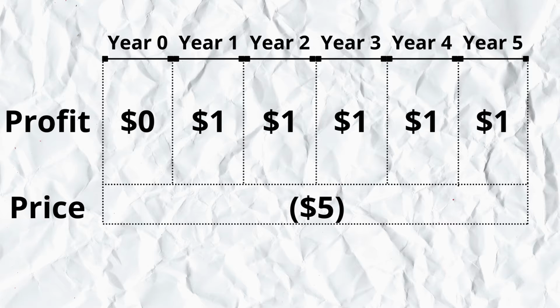Suppose there's a business that can generate $1 of profit every year from year 1 to year 5. And you're given the choice to buy this business at $5 today. You're now paying $5 today to acquire a cash generating asset that generates a total of $5 of profit for you in the future. Do you think this is a good deal?